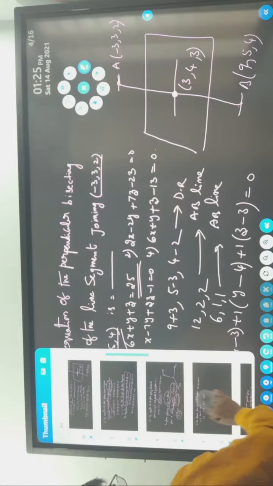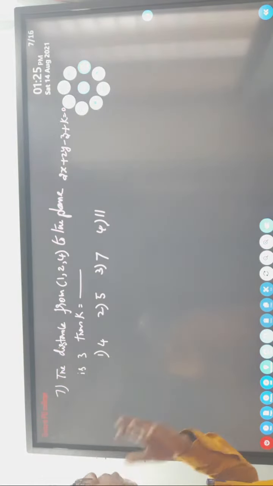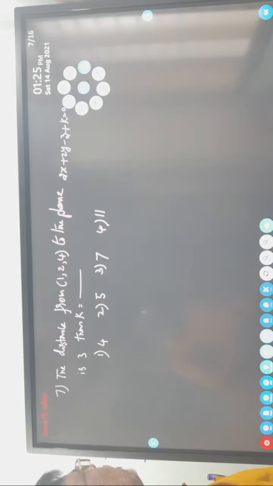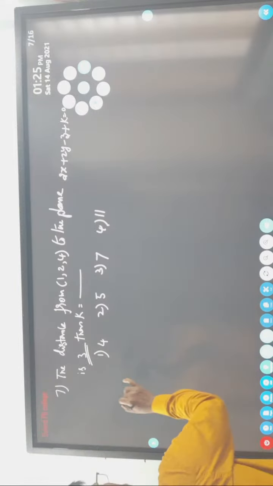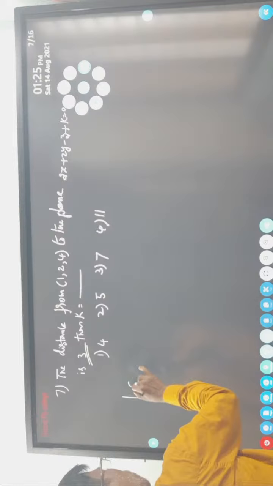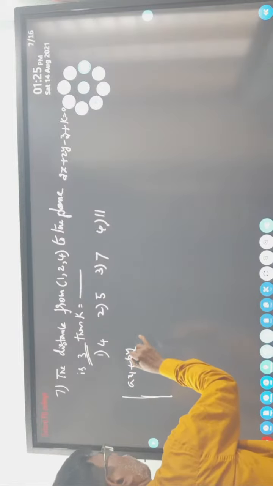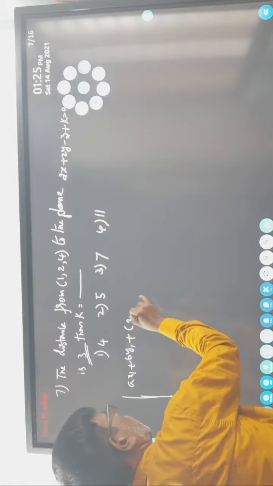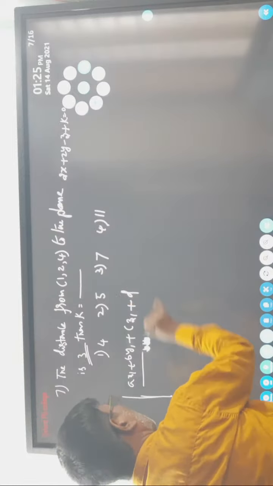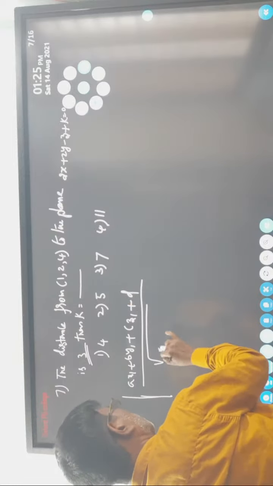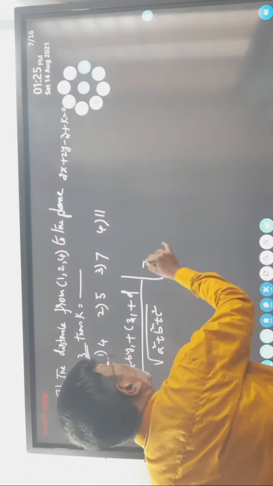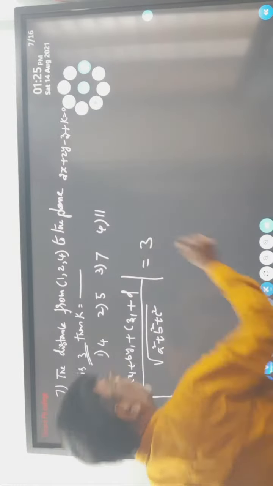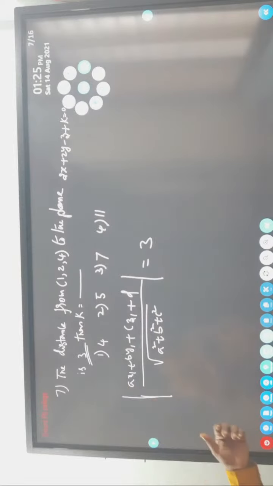This is the question: the distance from the point to the plane is 3, then find out the k value. You already know the distance formula: mod of (ax1 plus by1 plus cz1 plus d) divided by the square root of (a square plus b square plus c square). Distance is given as 3. Substitute there and apply the formula.